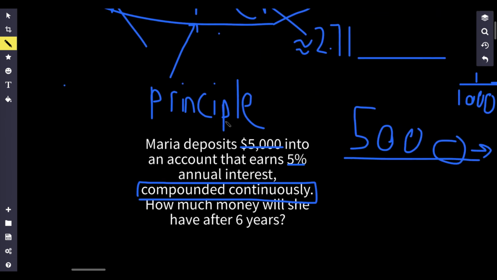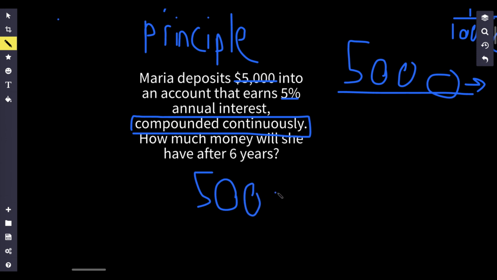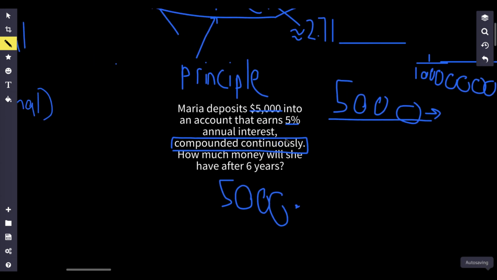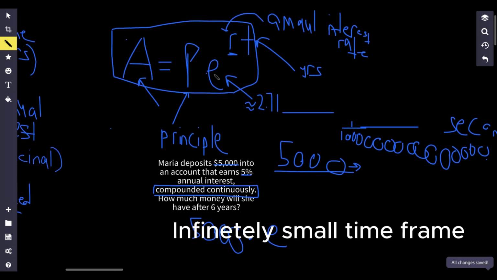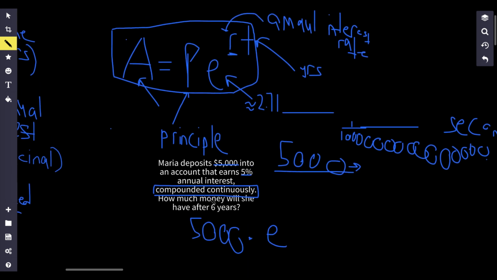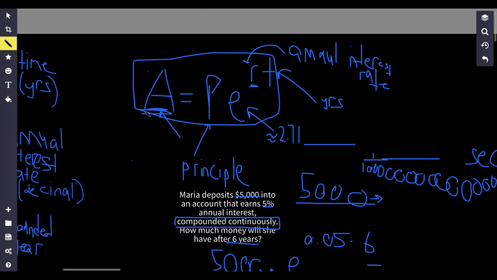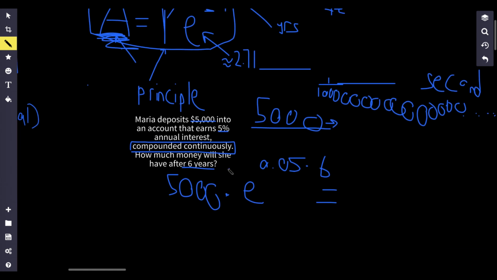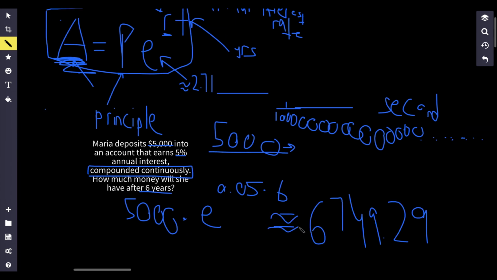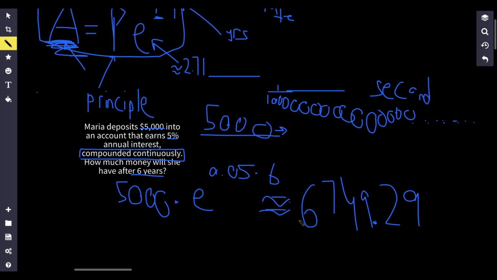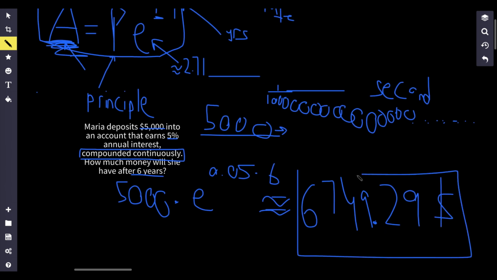Well, your initial principal is P, $5,000. An account that earns 5% annual interest. So this is going to be times e, right? So P times e to the rt. So r is 5%, right? Which is just 0.05. And your time is 6 years. So you just put that into your calculator to get what she gets finally after 6 years. So the amount of money she gets out is around this number, 0.29. And that is our answer.